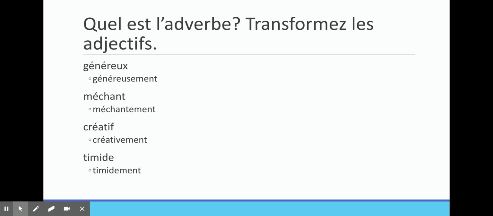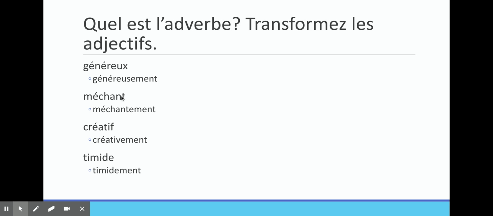So, quel est l'adverbe? Transformer les adjectifs. So this is the part that I want you to make sure that you've got some notes on. So here are some examples. We have généreux with the masculine. The feminine is généreuse. And then all I did to make it an adverb was add ment. So I've got généreusement. And généreusement means generously.